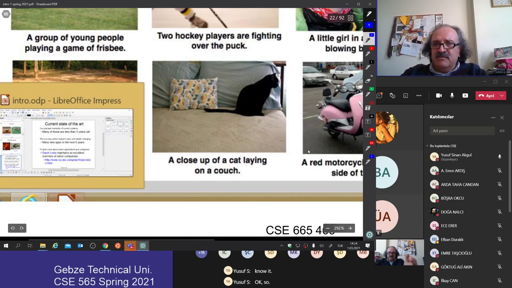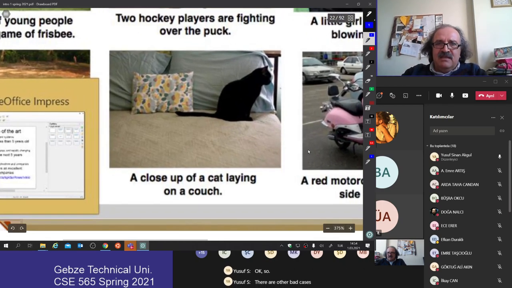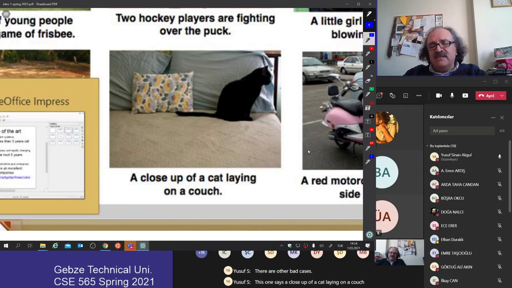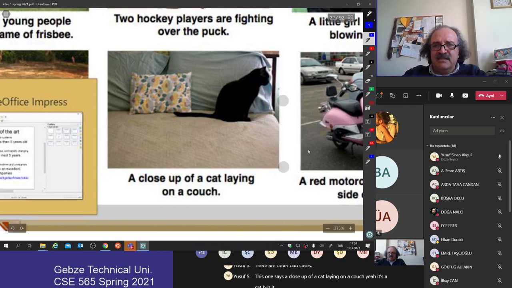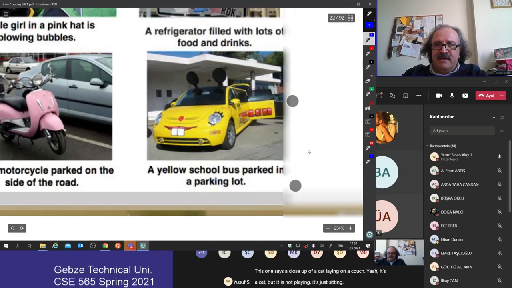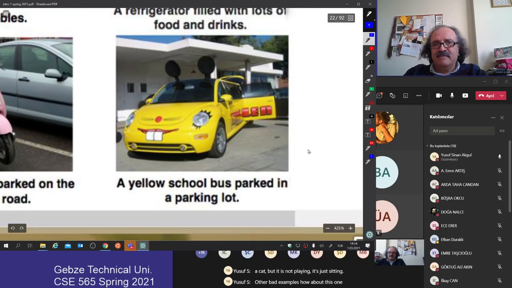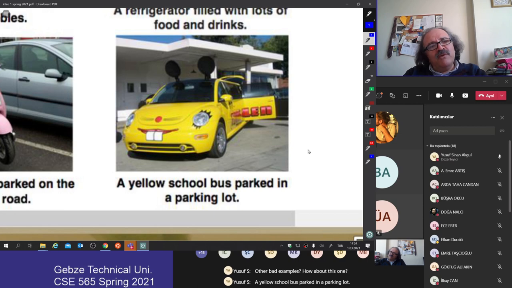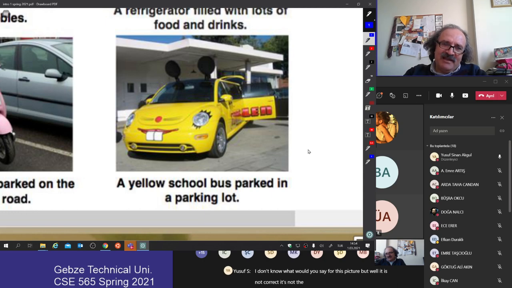Okay, so there are other bad cases. This one says a close-up of a cat laying on a couch. Yeah, it's a cat, but it is not laying, it's just sitting. Other bad examples. How about this one? A yellow school bus parked in a parking lot. I don't know what you would say for this picture, but well, it is not correct. It's not a yellow bus. I don't know what it is.